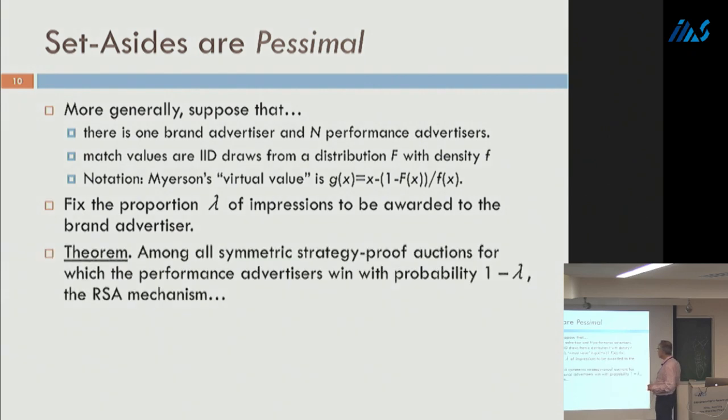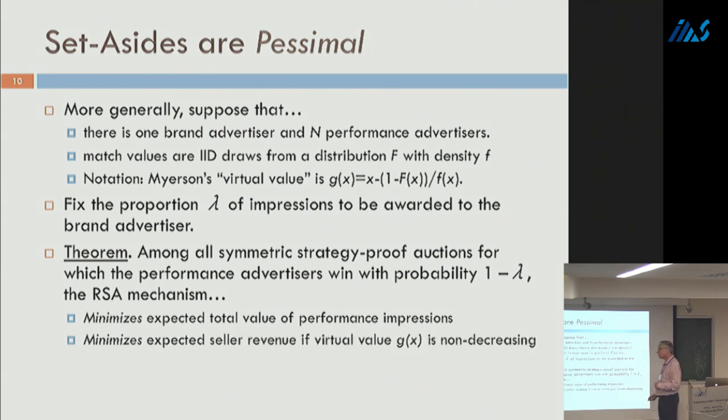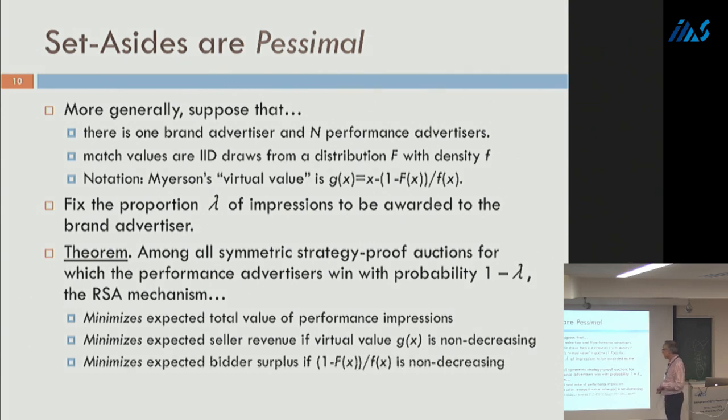Theorem: among all symmetric strategy-proof auctions for which the performance advertisers win with probability 1 minus lambda and the brand advertisers with probability lambda, the random set-aside mechanism minimizes the total expected value of the performance impressions, minimizes the expected seller revenue if the virtual value function is non-decreasing, and minimizes the bidder's expected surplus if this function is non-decreasing. It is the worst thing you could possibly do by these welfare criteria for this class of distributions.